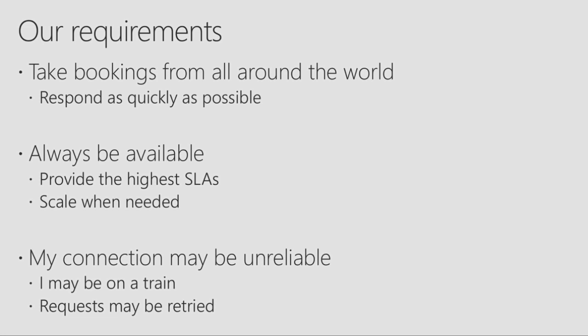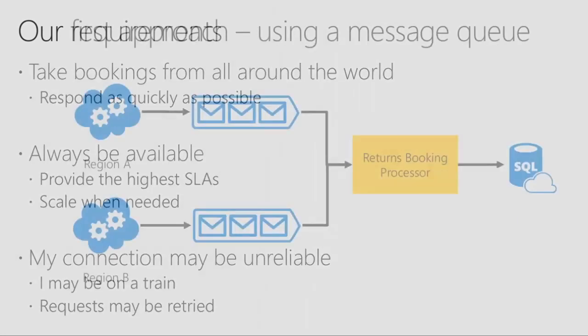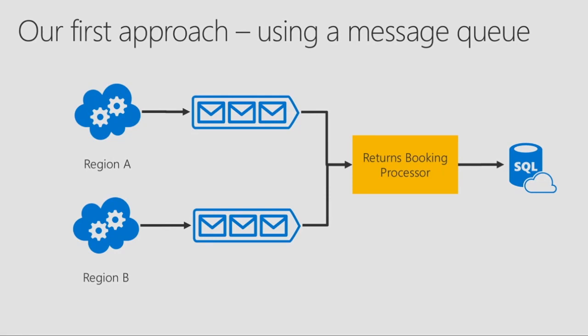You're on a train, you're about to hit the submit button and you go in a tunnel. The response is lost, the client retries. We've got to handle idempotency and handle that scenario where we might get 2 or 3 requests for the same return.